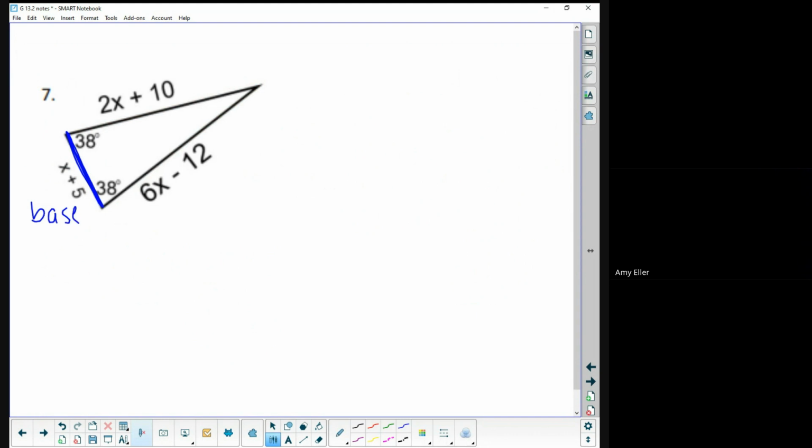This is the base. How did I know that? Because these are the angles that match. So those are the base angles. If that's the base, wouldn't that make these the 2 legs? Okay, well that tells me then that these legs are equal to each other. So the 2x plus 10 leg equals this leg.